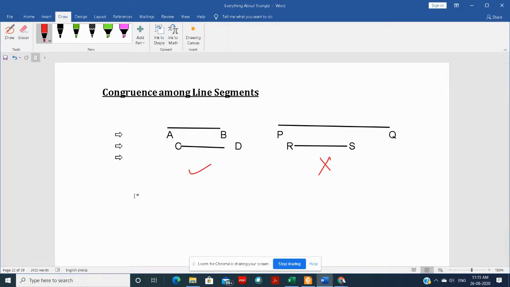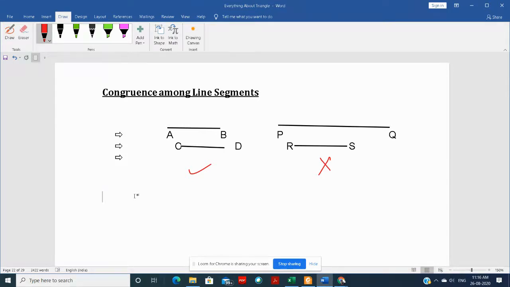So now it becomes very simple to say that when two line segments have equal length, then they are said to be congruent. Now, it's very obvious to say why two line segments are congruent? Because their measurements are same. And why their measurements are same? Because they are congruent to each other.